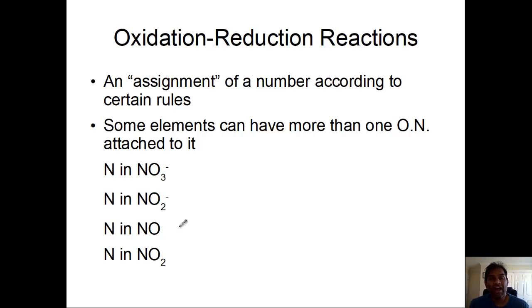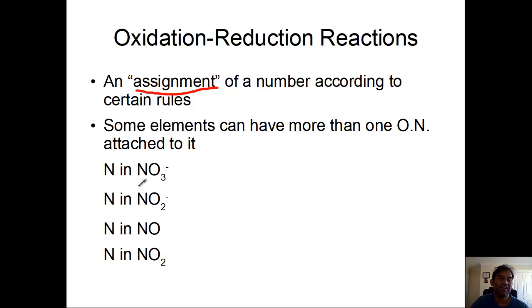So before we actually go in depth into oxidation reduction reactions, we have to recognize oxidation numbers. So an oxidation number is just an assignment based on certain rules. We look at a compound, and then we give each element of that compound a number. So it is an assignment. And that assignment of a number can change. It really depends on the chemical compound.